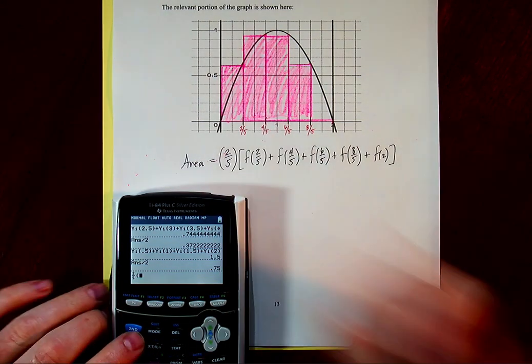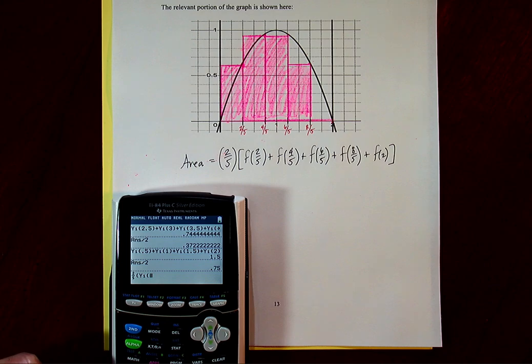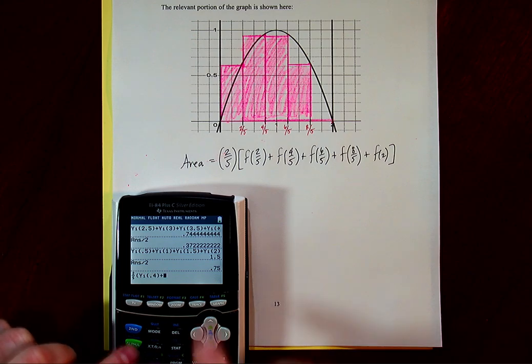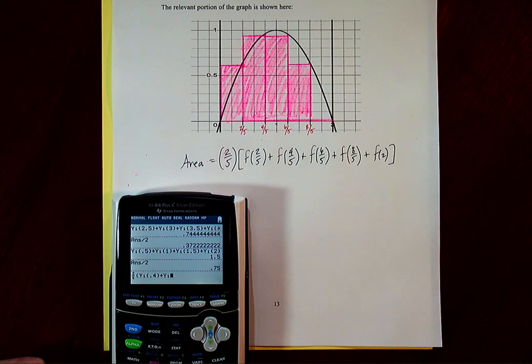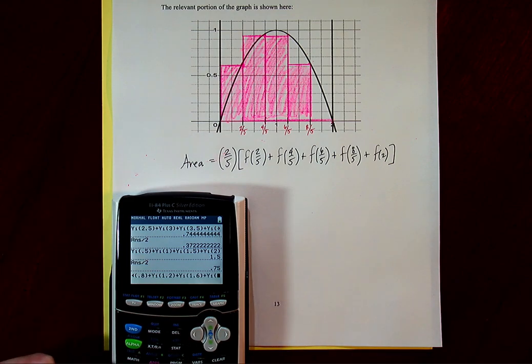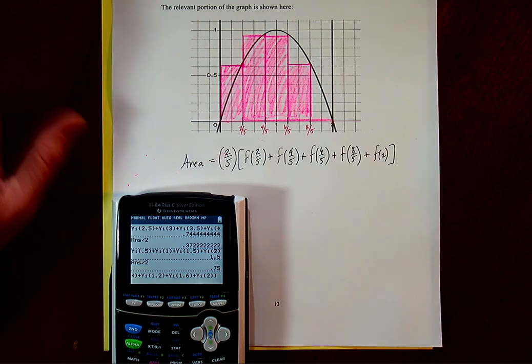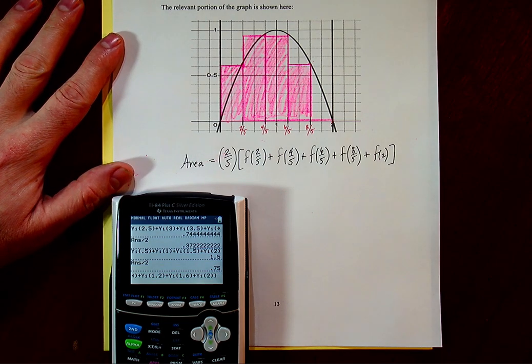Our f of x is in our y1, so I need y1 at 2/5, and if you want, you can use the decimals just for the ease of keystrokes, right? So that's 0.4, and then 0.8. And then y1 of 1.2, which is your 6/5, and then you need the y1 of the 8/5, which is 1.6, and then y1 of 2. Now, that f of 2 is going to be 0, but just for the sake of being exhaustive. And then, of course, we need a closed parenthesis so that the whole thing gets multiplied by that fraction of 2/5 that I put out in front, and enter.